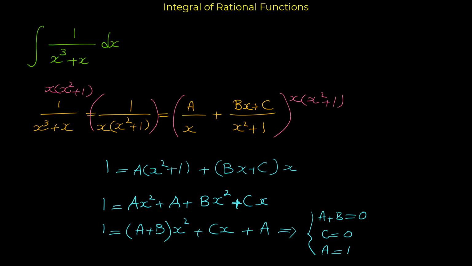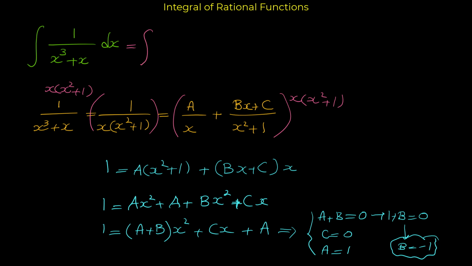Now that we know a is 1, look at the first equation. A plus b is 0. So we plug in 1 for a. So from here 1 plus b is 0. And so from this b is negative 1. We know all the values, all the coefficients. So let's substitute that here.